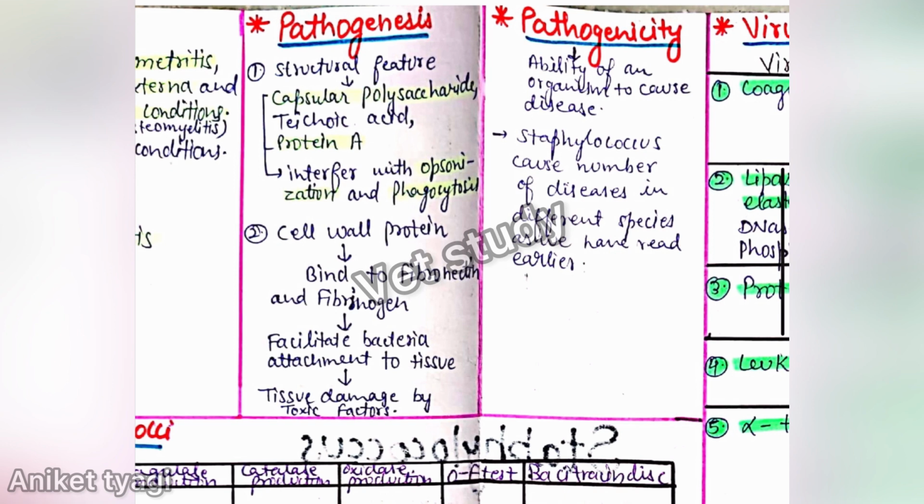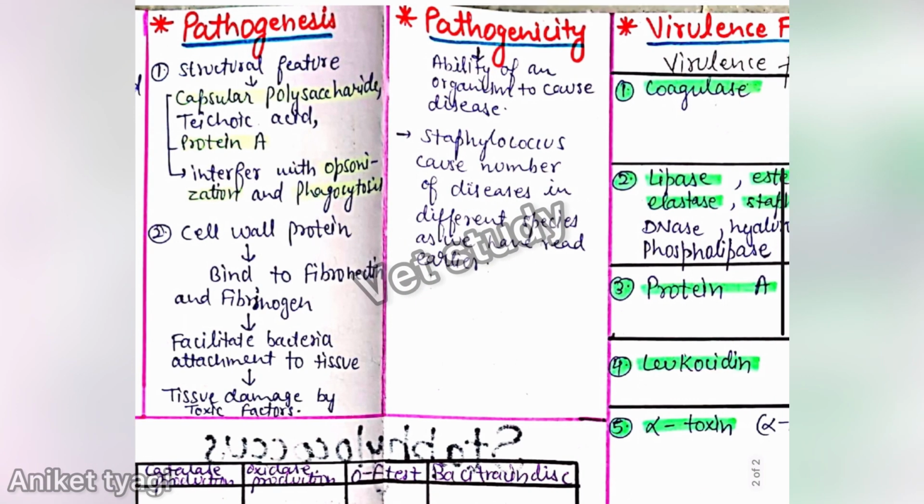body. Okay, the cell wall protein binds to fibronectin and fibrinogen, which facilitates the bacteria to attach to the tissue. By this, the bacteria will lodge in the body, and tissue damage will occur by the toxic factors which are released by the bacteria. So this is, in short, the pathogenesis of the Staphylococcus genus. Next, we will talk about the pathogenicity.